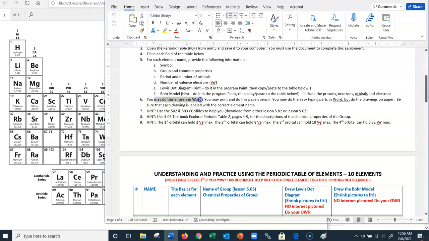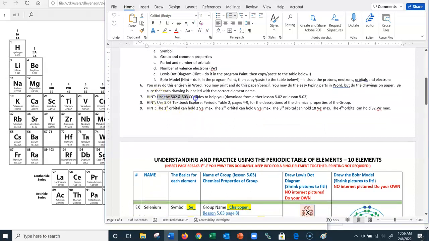You may do this entire thing in Word, but if drawing in Word is difficult, you can print and do it paper and pencil. Make sure that your pictures or your scans are legible. If it's too dark or too out of focus or at too much of an angle, like if you're taking a picture with a camera, if I can't read it, you're going to have to take a new picture. So be careful about that, but I don't really care. You can do it in Word or you can do it paper and pencil and submit a picture file. That's okay. However is the easiest for you to do it is okay.